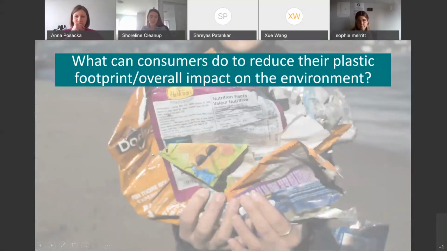So what would you recommend the individual consumer do in their day-to-day lives to support both the environment and to reduce their waste and plastic footprint?